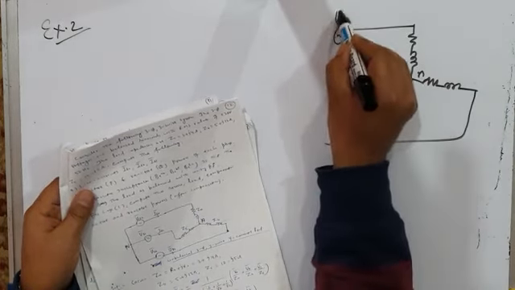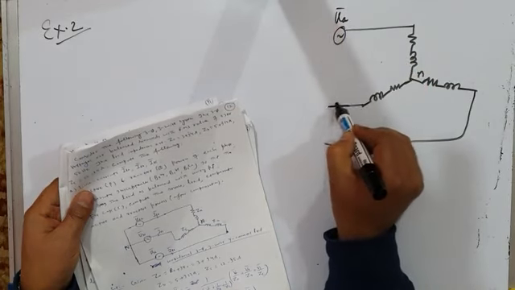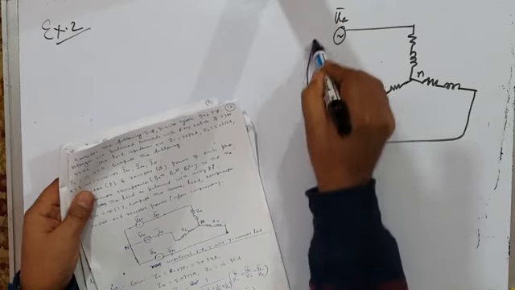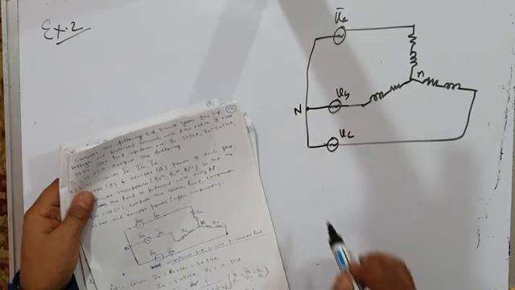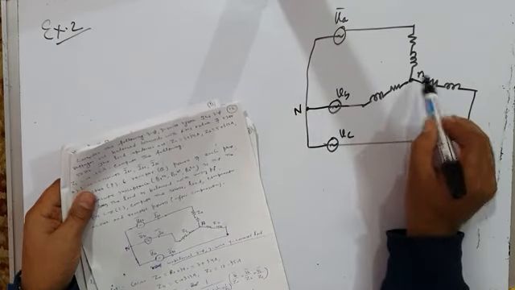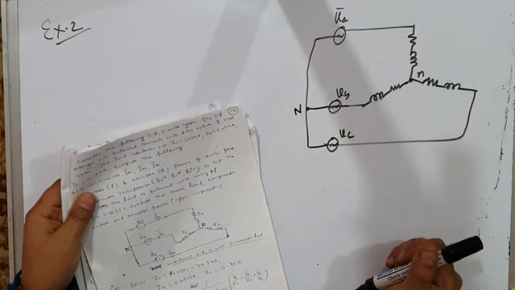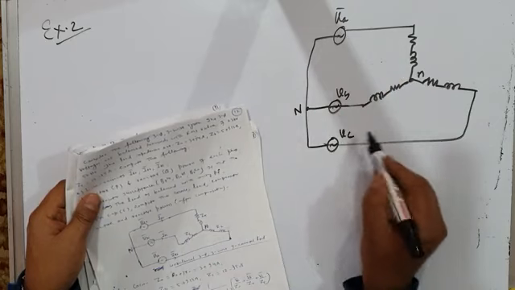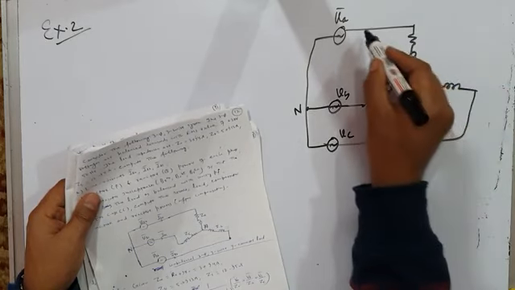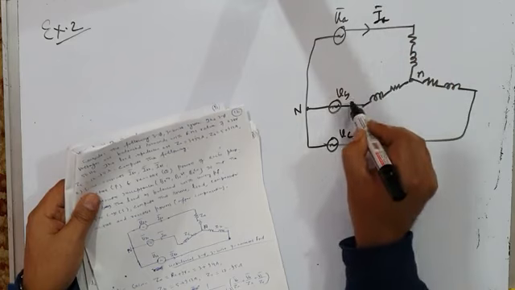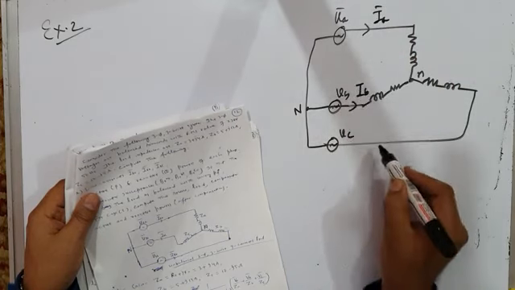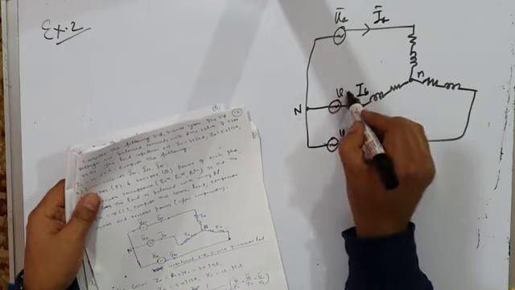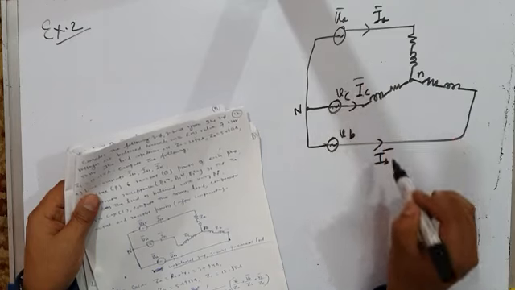It's a three-phase, three-wire system. This is VA, this is VB, and this is VC. This is the source neutral or supply neutral N, and this is the load neutral, small n. The two neutrals are not connected because it is given in the problem. It's a three-phase, three-wire system: 1, 2, 3, three wires. This is line current IA, this is line current IB, and this is line current IC.